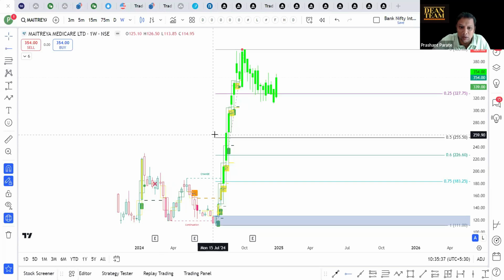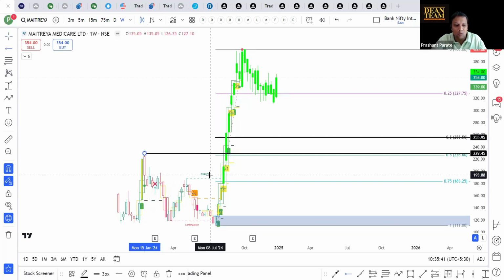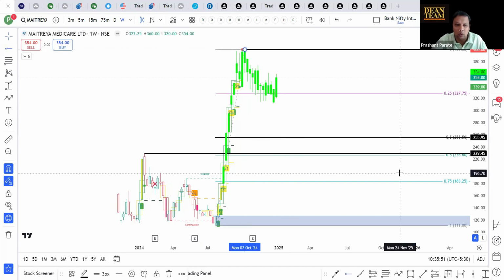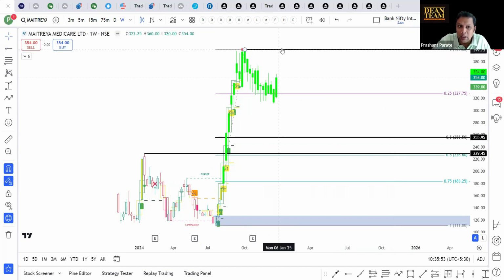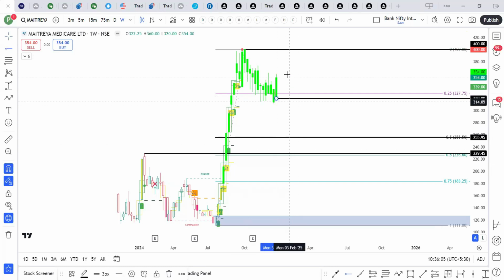50% is here. Previous swing high is here. So if I am holding this stock, what I will do is either I will book profit above this, partial profit at least, if candle crosses above 400 and is not able to close above that, then I will exit on that week, or else I will exit below current week's low. So this is the current week's low, 320.